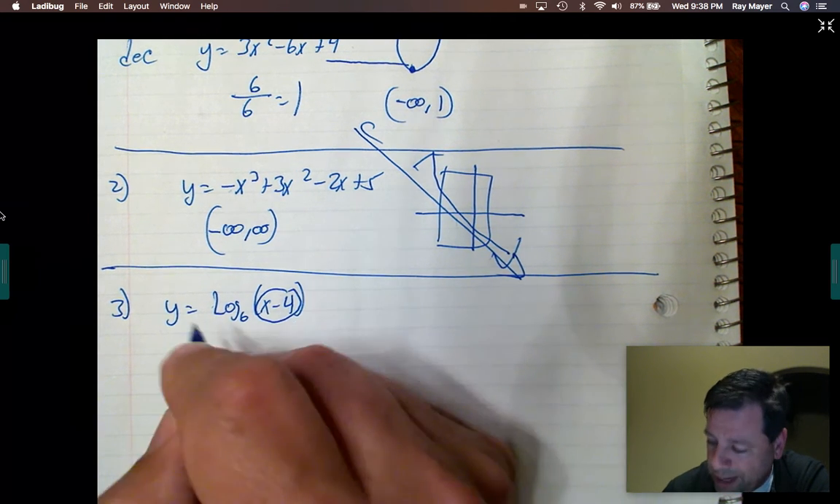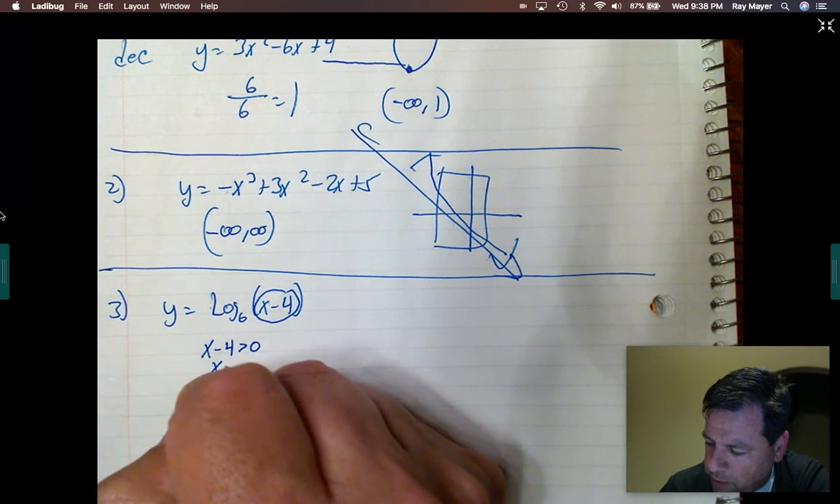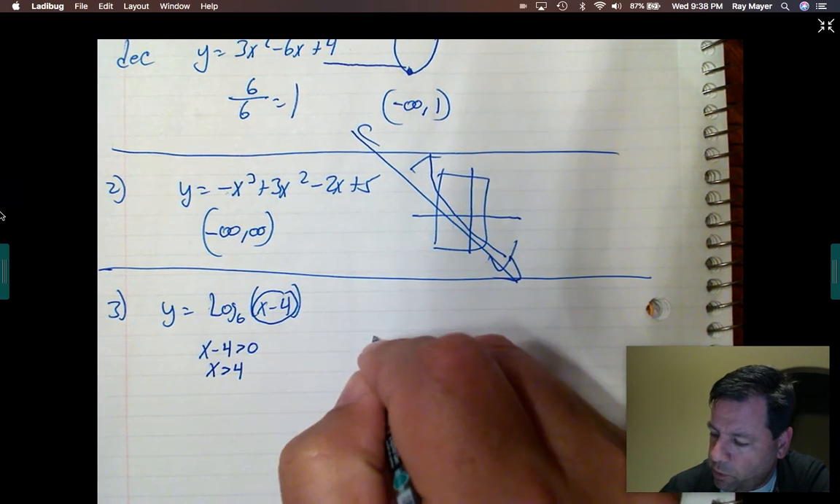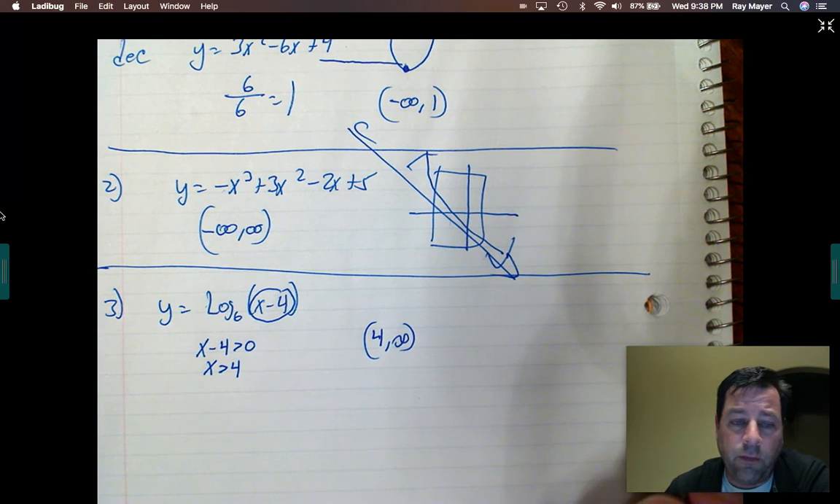And so that's what I would do. I'll just say x minus 4 has to be greater than 0. So x must be greater than 4. And so we'll just go from 4 to infinity. And that's what I would do for that one. Now, you guys probably wouldn't.